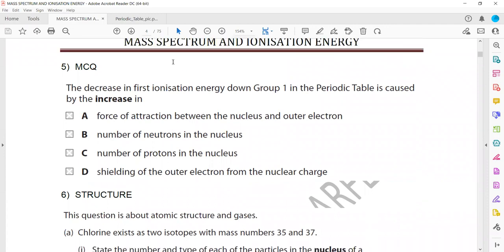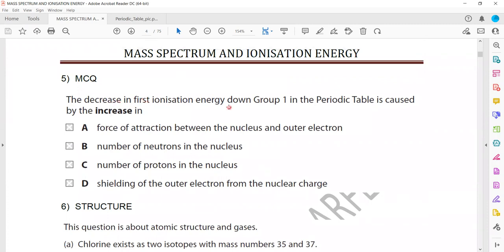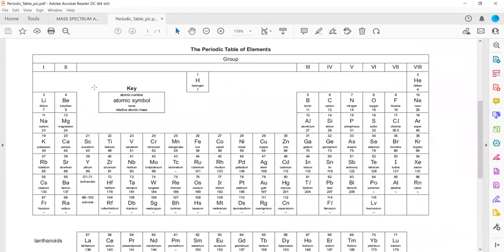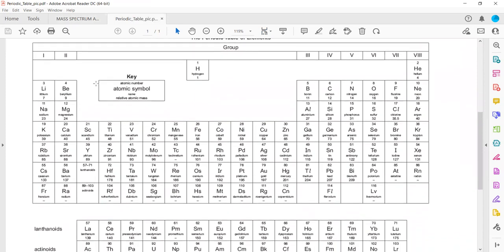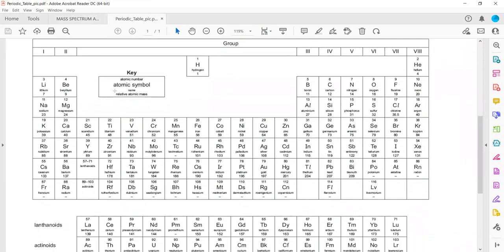In question 5, the decrease in first ionization energy down a group in the periodic table is caused by increasing in. So as we move down any group, we find the ionization energy decreases. So what could be a reason for that? Why is there a decrease in ionization energy as we are moving down the group? So lithium, sodium, potassium, rubidium, cesium, francium. But as we go down in this group, we find that the ionization energy decreases. So what is increasing that causes a decrease in ionization energy?